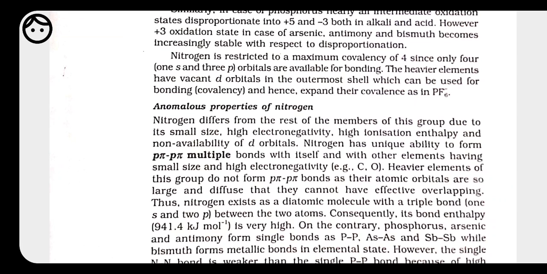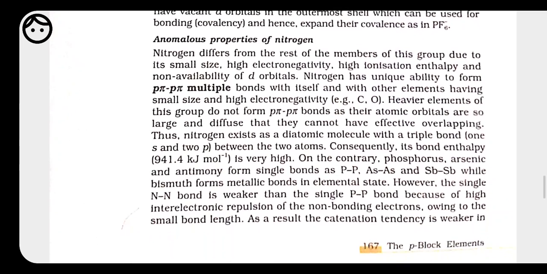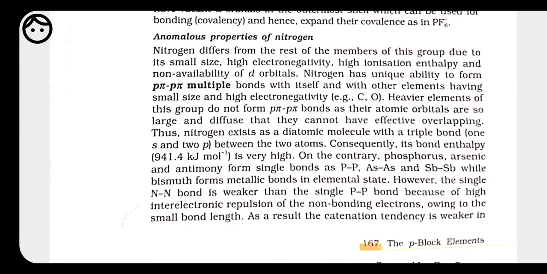Okay, so heavier elements of this group do not form p pi bond, as their atomic orbitals are so large and diffuse that they can't have effective overlapping. So because of the small size only, they have the ability to form this kind of bond. The rest of the elements of this group do not have the tendency to form triple bond. Okay, so these are all about the anomalous behavior. We will do some more anomalous properties of this one.